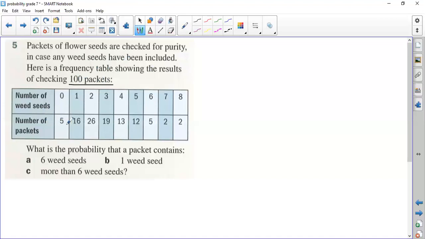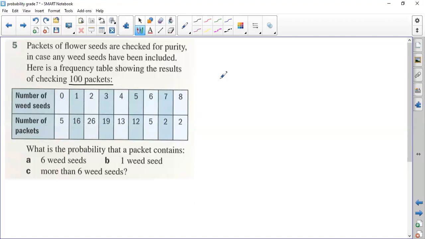So there are 5 packets of flower seed which have 0 wheat seeds. There are 16 which have only 1 wheat seed, 26 which have 2 wheat seeds, 19 which have 3, 13 which have 4, 12 packets have 5, 5 packets have 6, 2 packets have 7, and 2 packets have 8 wheat seeds. Now we have to find the probability that a packet contains 6 wheat seeds.